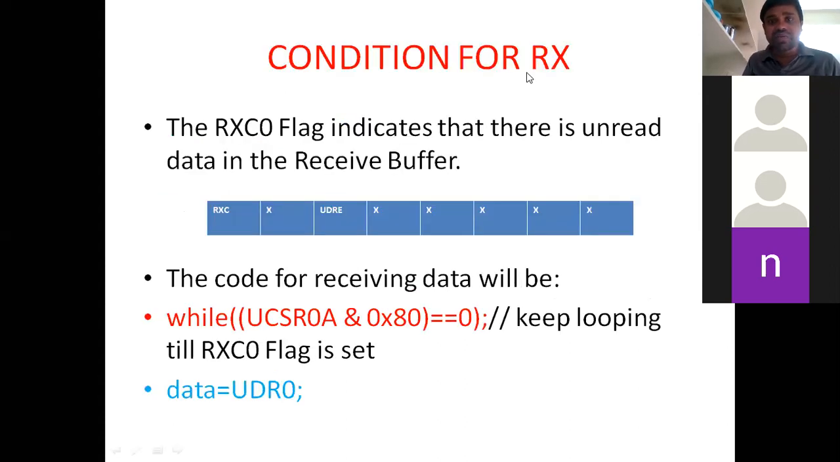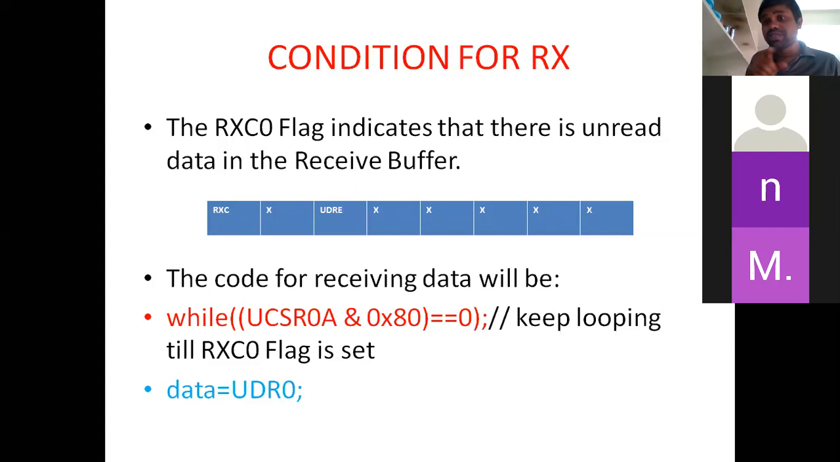Next, the condition for reception. Yesterday we saw the echo program. In the echo program, in the loop, first we check while Serial.available, then int a equals Serial.read. Serial.available is the predefined Arduino function to check whether data is available or not. In register level programming, the 7th bit is used to check whether the data is available or not. If the RxC bit, the receive complete bit, equals 1, it means some data is available in the buffer.